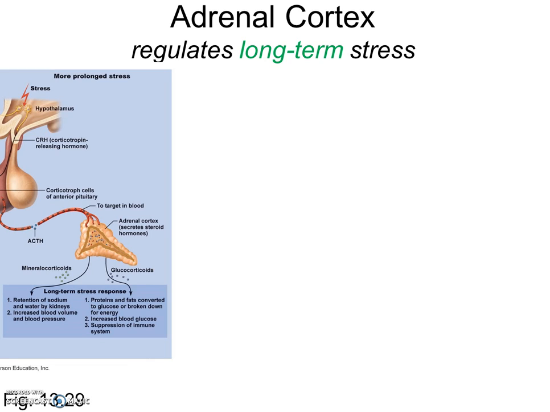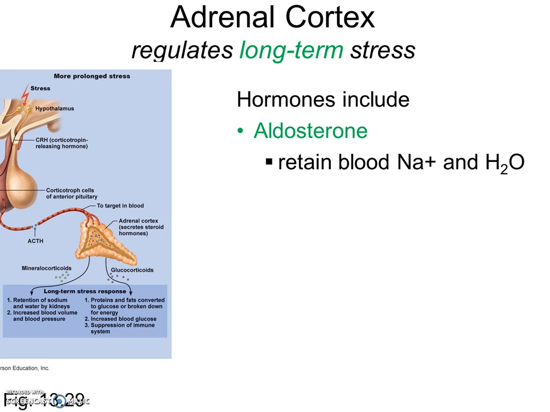Now the adrenal cortex, on the other hand, the external part of the adrenal gland, regulates your long-term stress. So now we're talking weeks, months, years. In this scenario, the adrenal cortex releases three types of hormones. So we have aldosterone. Aldosterone's role is to help retain sodium and water in the blood. So it actually helps hydrate you. And that's important because if you're in long-term stress, you want to make sure that your body has enough fluids and that you retain your water.